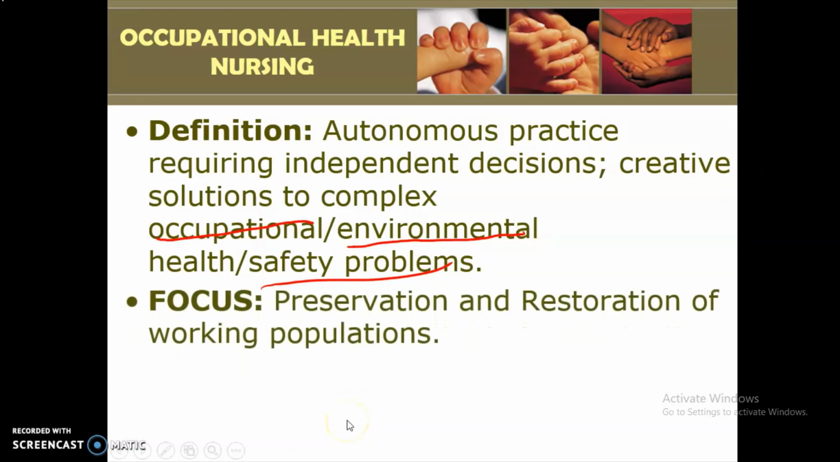The focus of this practice is the preservation and restoration of the working population. Compared to school nursing, occupational health nursing focuses on the working population. That includes the employees together with the bosses and all personnel working in an institution. The focus is still preservation and restoration, because occupational health nursing is a subspecial field of community health nursing. That is why the focus is almost the same. The only difference is that it focuses on the working population, as written in our slide.